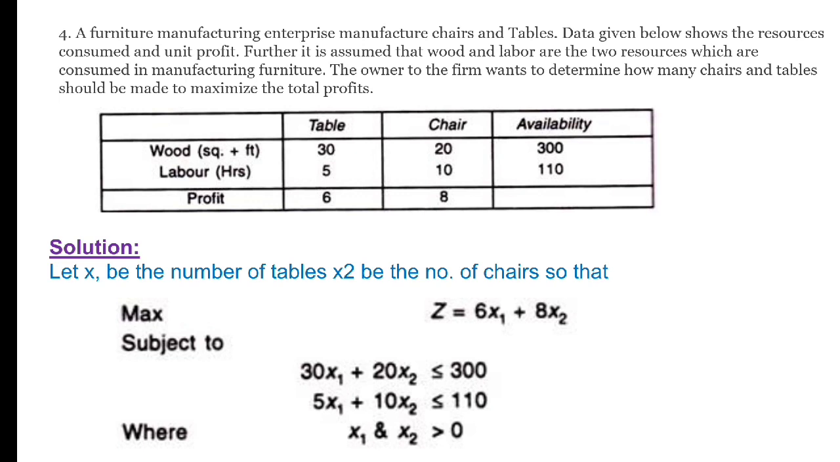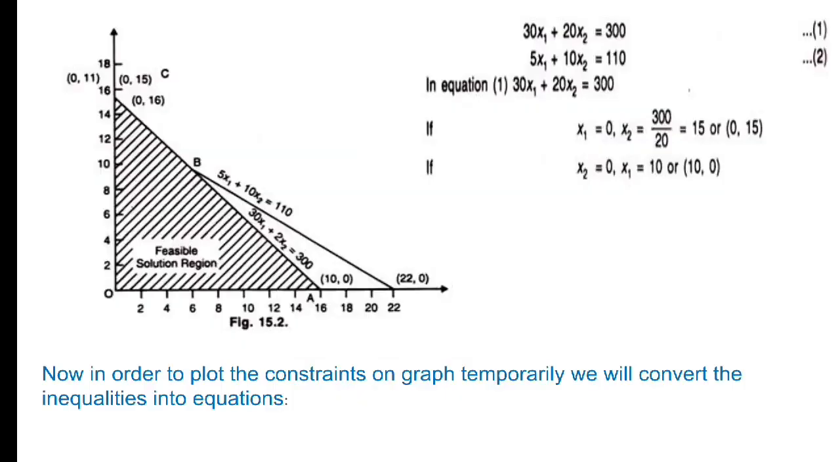Subject to conditions. Wood we are considering: preparing a table takes 30, preparing a chair takes 20. Availability is 300 square feet. Then labor is 5 for preparing a table and 10 for preparing a chair. Availability is 110. So x1 and x2 greater than or equal to 0. Again the same procedure will be followed. For the first constraint, x1 equal to 0, we get 0 comma 15. x2 equal to 0, x1 equal to 10, so 10 comma 0. We substitute and get this graph sheet for those 2 points.